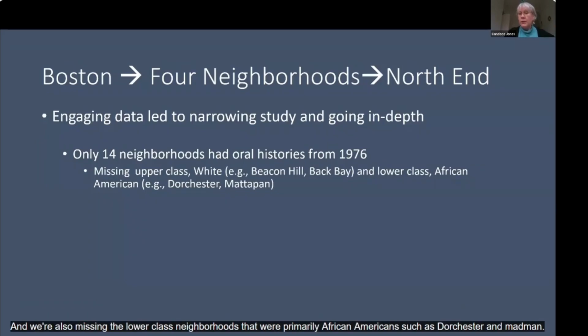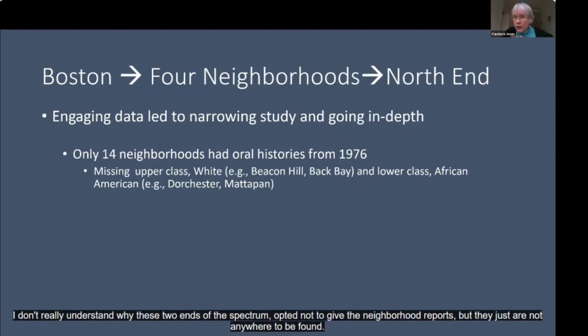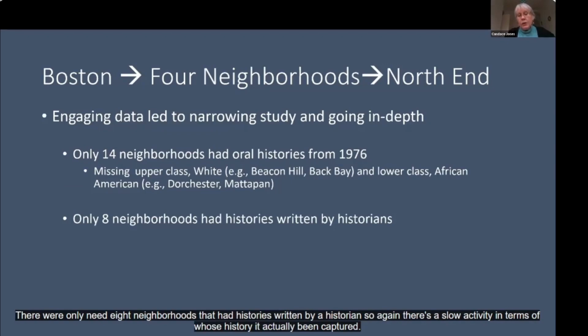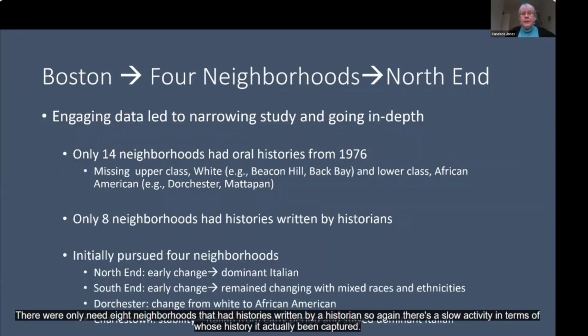And we're also missing the lower class neighborhoods that were primarily African American, such as Dorchester and Mattapan. I don't really understand why these two ends of the spectrum opted not to give neighborhood reports, but they are just not anywhere to be found. There were only 8 neighborhoods that had histories written by historians. So again, there's a selectivity in terms of whose history had actually been captured.